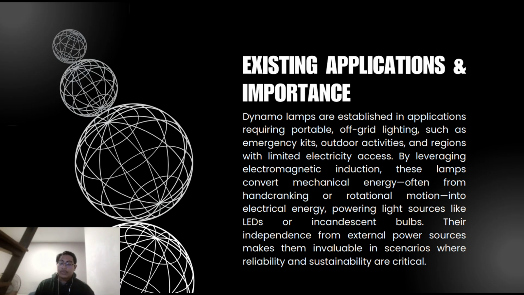Dynamo lamps are widely used in emergency kits, outdoor activities, and regions with limited access to electricity. They are especially useful because they don't rely on external power sources. Instead, they operate on the principle of electromagnetic induction. By converting mechanical energy, like hand cranking, into electrical energy, they power light sources such as LED or incandescent bulb. However, while the concept is brilliant, current design comes with several issues that limit effectiveness.